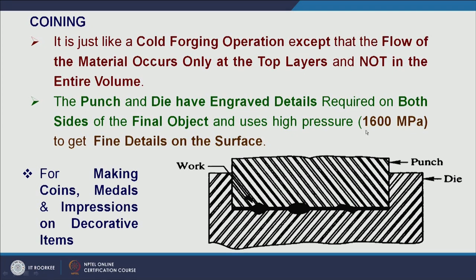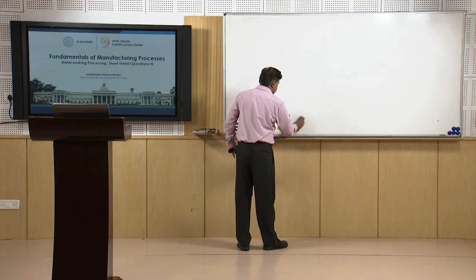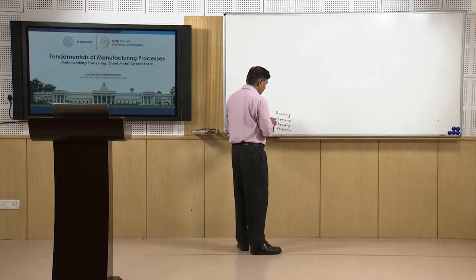And then using the very high pressure, the high pressure application onto the sheet metal will be leading to the plastic flow at the top layers, and that in turn will be producing the desired finer details onto the surface. It is basically used for making the coins, medals and impressions of the decorative items. Now, coming to another sheet metal processing process, which is called the drawing.